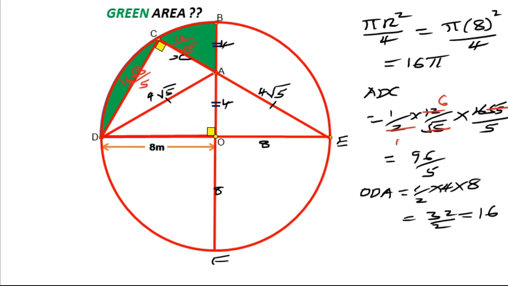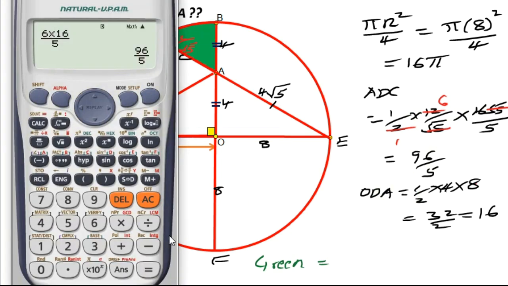So how do we now get the green area? Now the green area is simple. It is the area of the whole quadrant, which is 16 pi, minus the area of the two triangles. The area of the first triangle we found is 96 over 5, then plus the area of the second triangle we found, which is 16. So what do we get as the area of the green region?